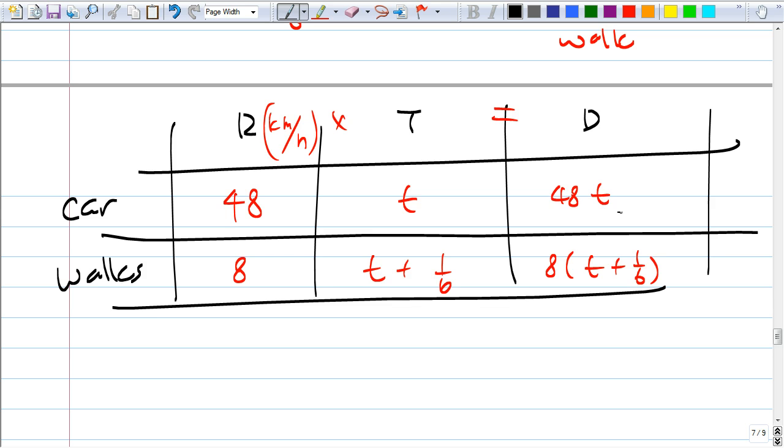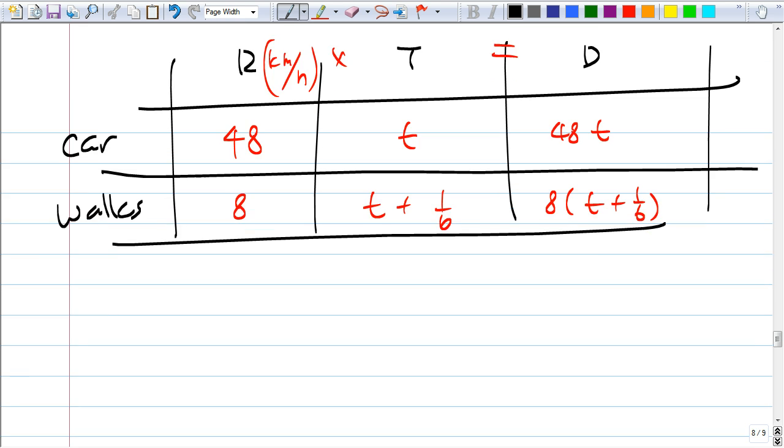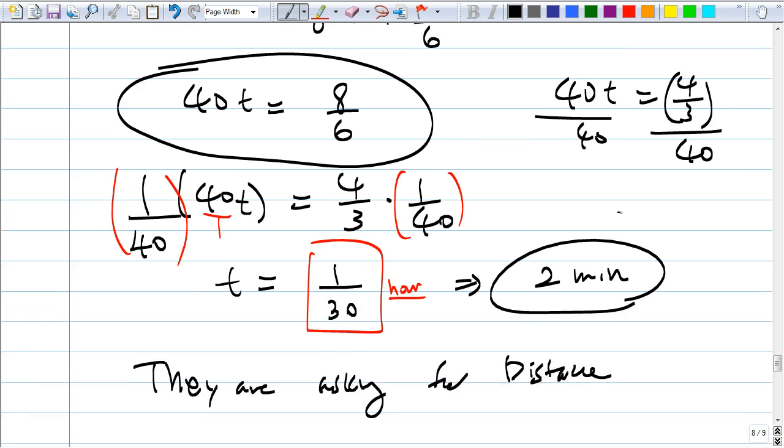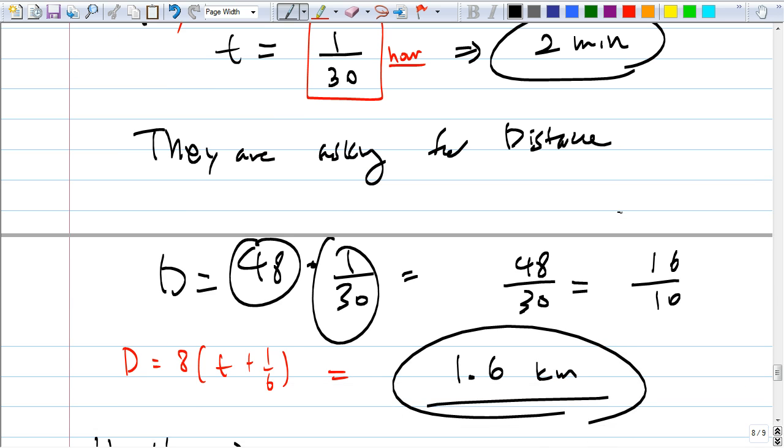But that's the distance that the car traveled. Aren't they asking how far Mark walked? Right? Exactly. Now, how do you get 1.6? You do 8 times 1 over 30 plus 1/6, right? But guess what, class? If I do that, does it matter which one I plug into? No. Why not? If I do 48 times 1/30th, I still get 1.6. If I do 8 times 1 over 30th plus 1/6, I still get 1.6.